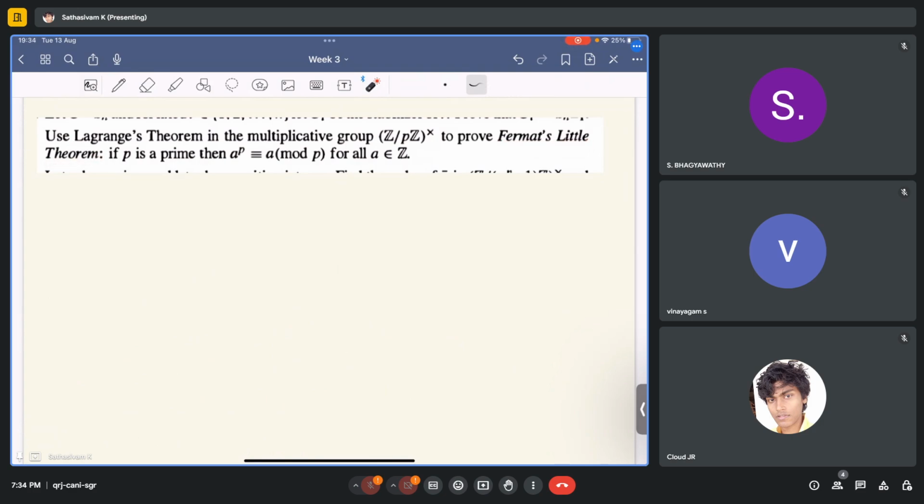So basically, the Fermat Little theorem follows from just looking at the particular group. If you look at this particular group and then use the Lagrange theorem, you will get the Fermat Little theorem. The Fermat Little theorem says the following: if p is a prime, then a^p is congruent to a mod p, for all a in the integers.